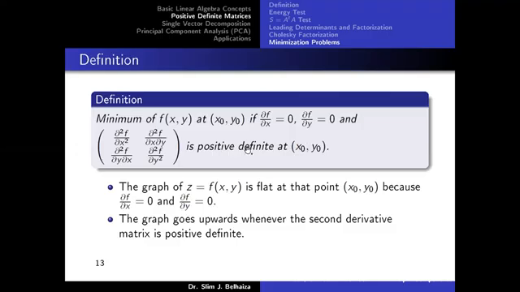So for example, in minimization, we generally are looking for what we call positive definite or positive semi-definite matrices. And we have a definition that says that if you have a function, for example, here with 2 variables, if the gradient is 0, I mean the partial derivatives are 0, and if what we call the Hessian matrix obtained by the second derivatives is positive definite, then we do have a minimum at x0. The main idea is that the graph goes upwards whenever the second derivative matrix is positive. So you are in fact at the minimum.